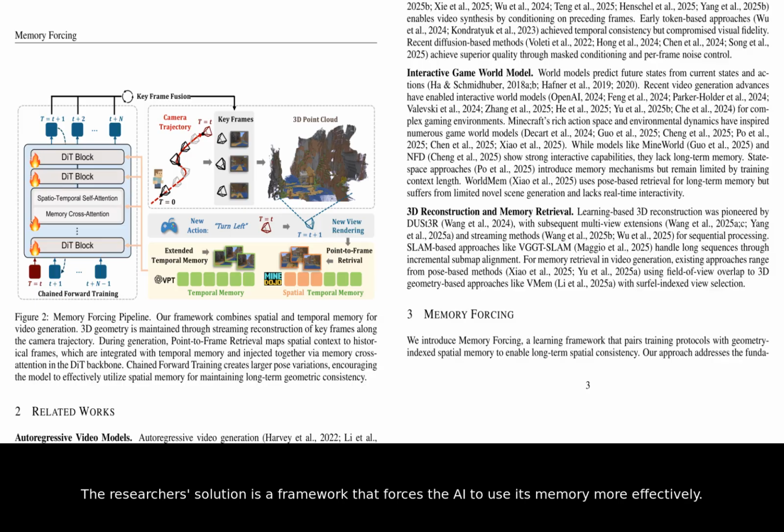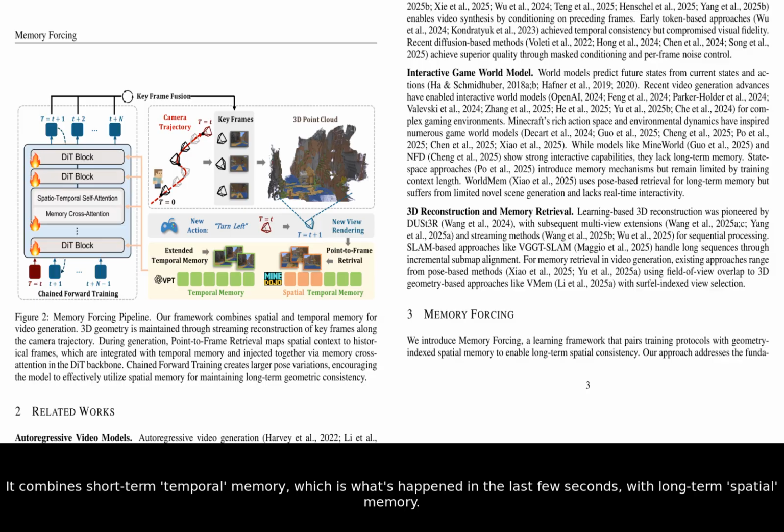The researchers' solution is a framework that forces the AI to use its memory more effectively. It combines short-term, temporal memory, which is what's happened in the last few seconds, with long-term, spatial memory. And that long-term memory isn't just a collection of old pictures, it's an actual 3D point cloud, like a digital blueprint of the world.